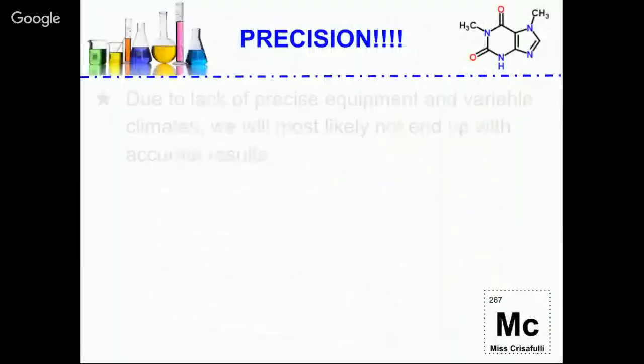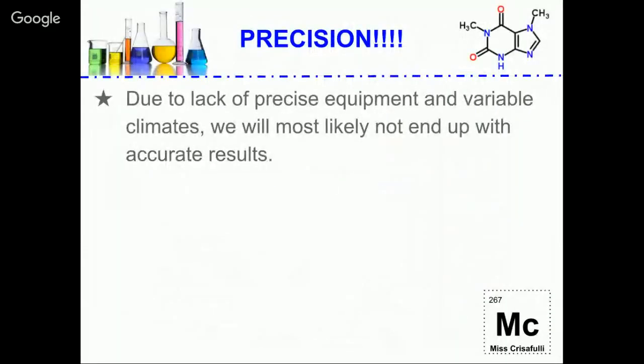Precision, of course. Due to the lack of precise equipment in variable climates, we will most likely not end up with accurate results. In a perfect world, absolutely, I would want you to get every single correct answer spot on the nose when we're doing a lab, but let's be honest, that is going to be very unlikely. We're still apprentices when it comes to lab experiments.